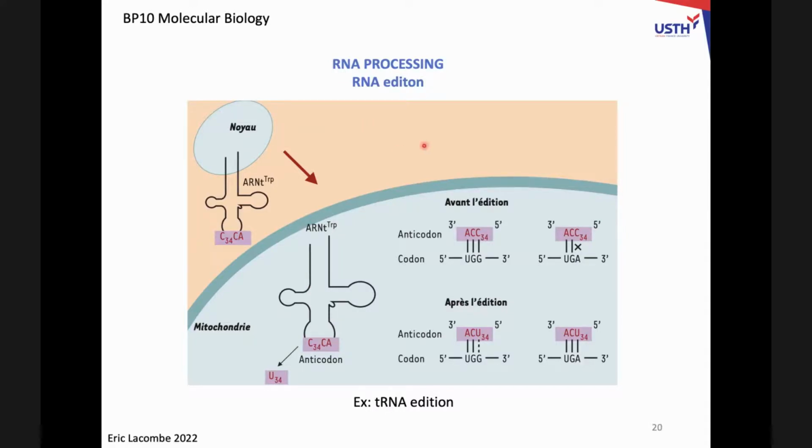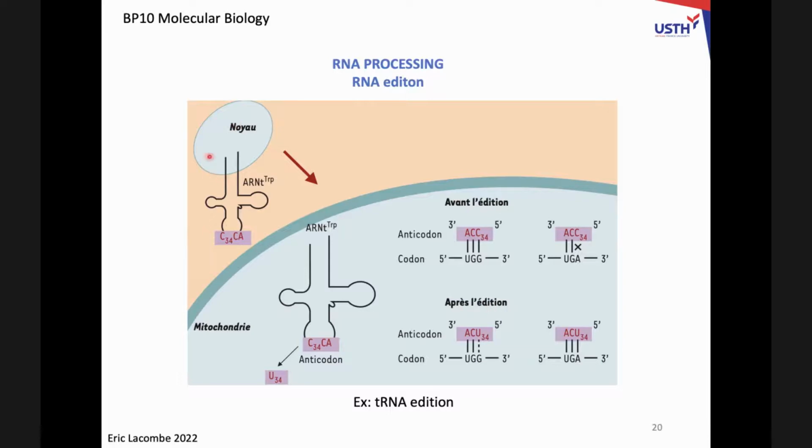I extracted two examples of RNA editing. One is very well documented because it's giving rise to a disease. I don't remember the name, but I can find it back. Sorry, it's in French, but it's quite easy to understand. This is the nucleus, this is the mitochondria, this is before editing, and this is after editing.